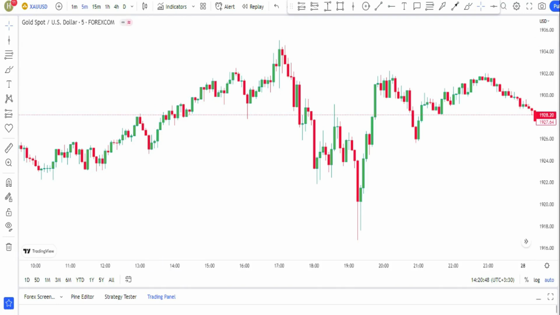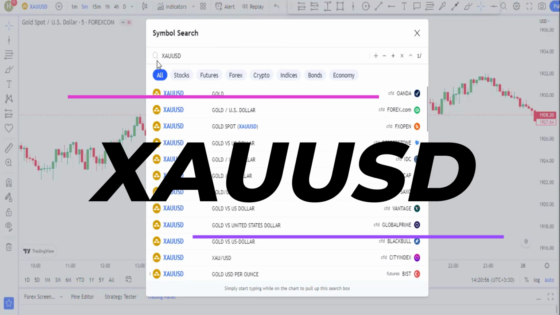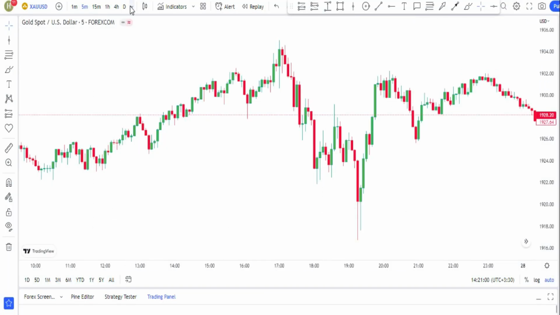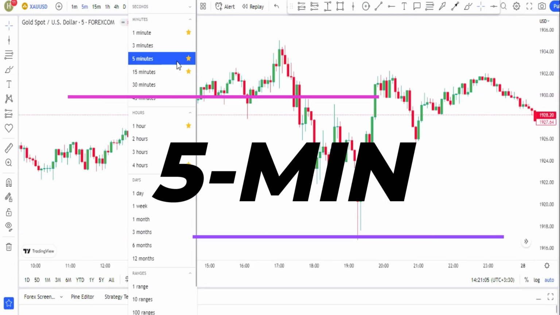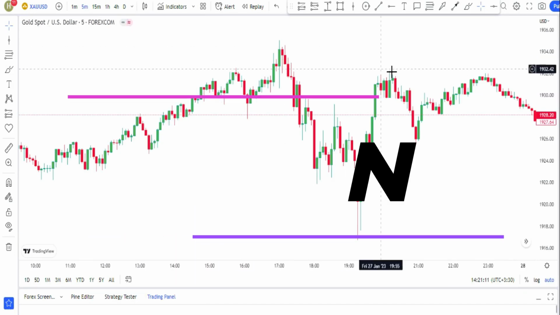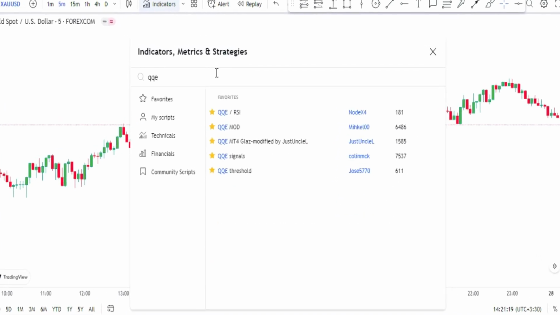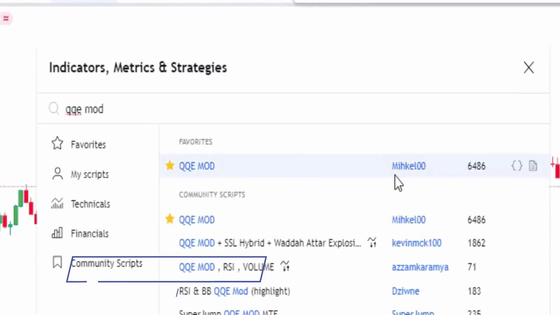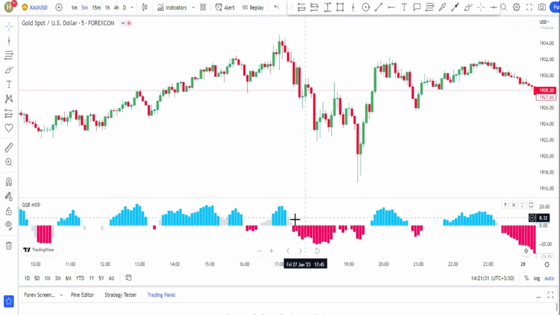I will review this strategy on the gold chart and the 5-minute time frame, but you can use the strategy in all charts and time frames. Now we have to add the first indicator of 3 indicators of this trading setup to the chart, which is called QQE Mod. The QQE Mod indicator is displayed in the chart like this.